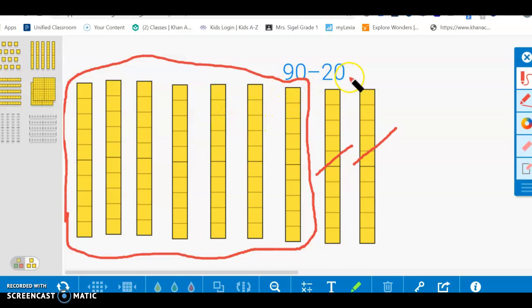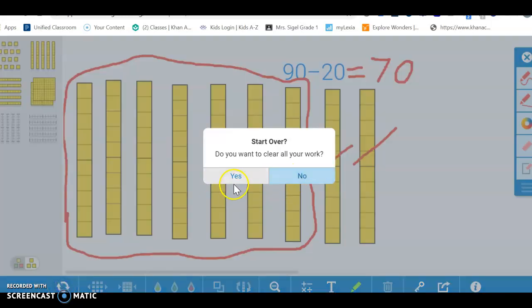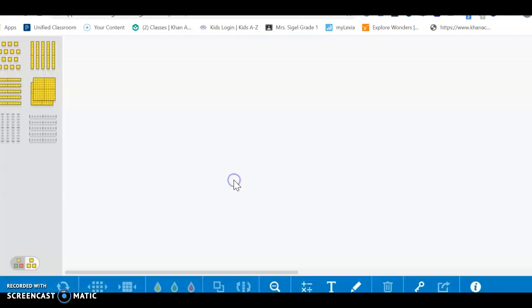90 minus 20 equals 70. Okay, good job, boys and girls. That was a tricky one. Okay, we're going to do one more, and then you're going to be working on your own, okay? So we're going to try something today.